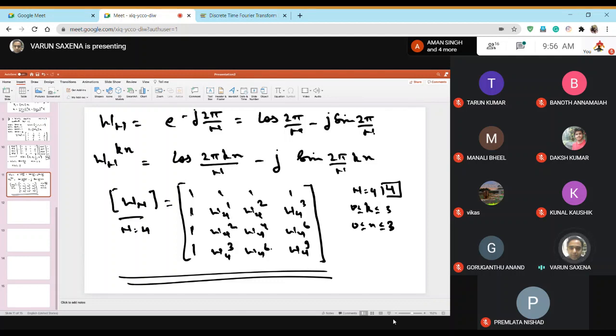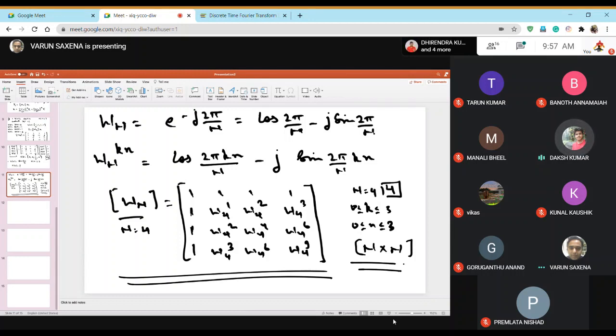If you get a sequence of 6, no matter what sequence you get, the twiddle matrix will not change. If you get x(n) to be a sequence of 8, no matter what sequence you get, the twiddle matrix is not going to change. So the twiddle matrix depends upon the value of capital N rather than anything else. The dimension of the twiddle matrix will always be N cross N. That is what you need to remember. Have I cleared your doubt, Daksh?